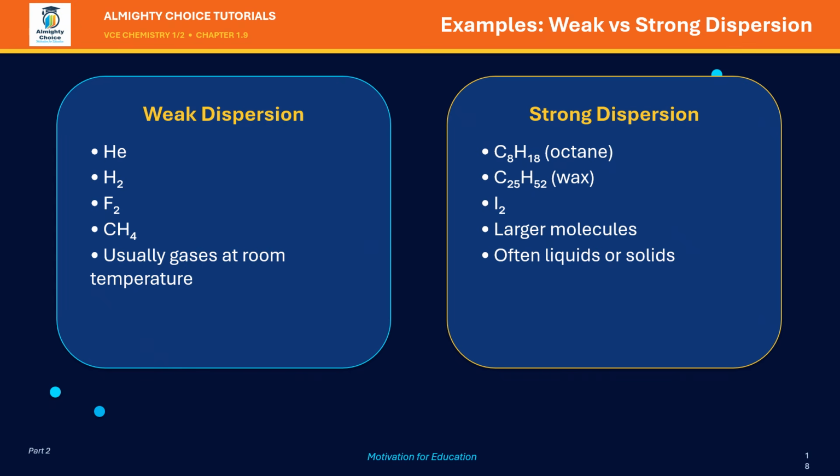Here we compare weak and strong dispersion examples. Small molecules such as helium, hydrogen, fluorine, and methane have weak dispersion forces and are often gases at room temperature. Larger molecules such as octane, wax, and iodine have stronger dispersion forces, so they are more likely to be liquids or solids.